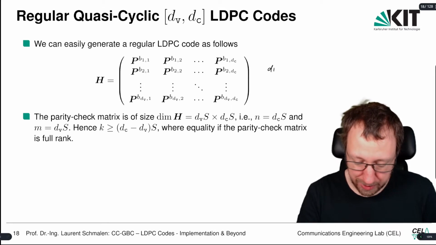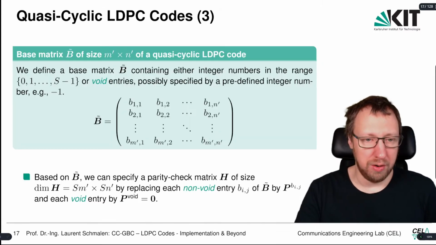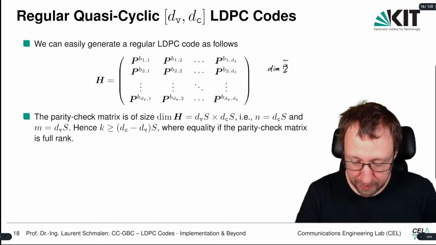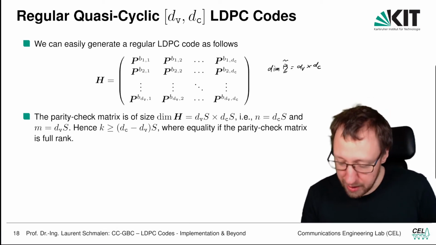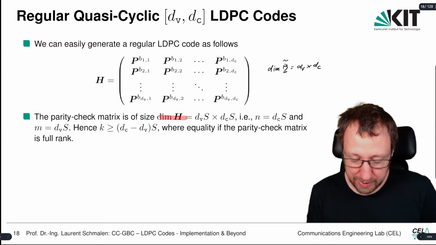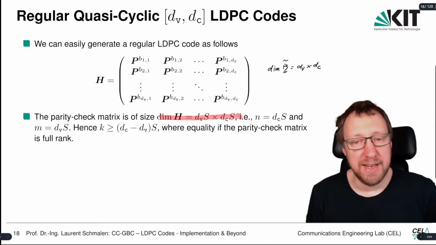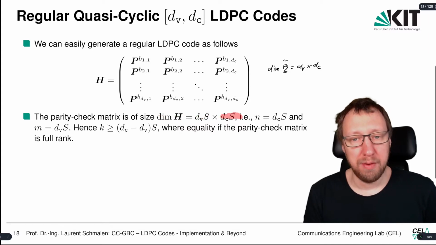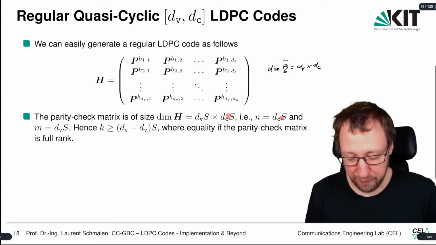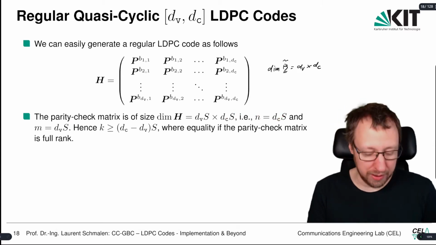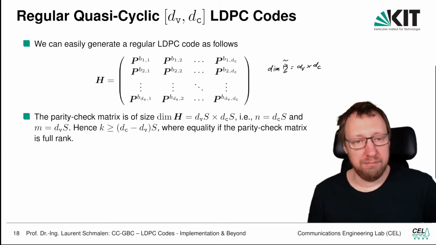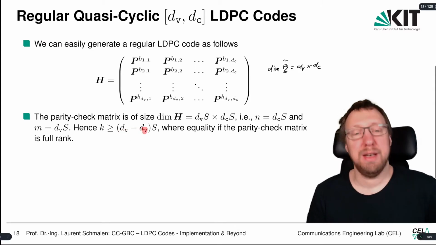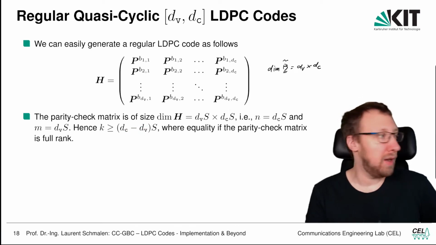So in this case, the dimension of the base matrix, we call it B tilde, is equal to dv times dc. And we get a parity check matrix of size dv times s by dc times s. So the number of variable nodes is dc times s, and the number of check nodes is dv times s. And k is then larger than or equal to (dc minus dv) times s.